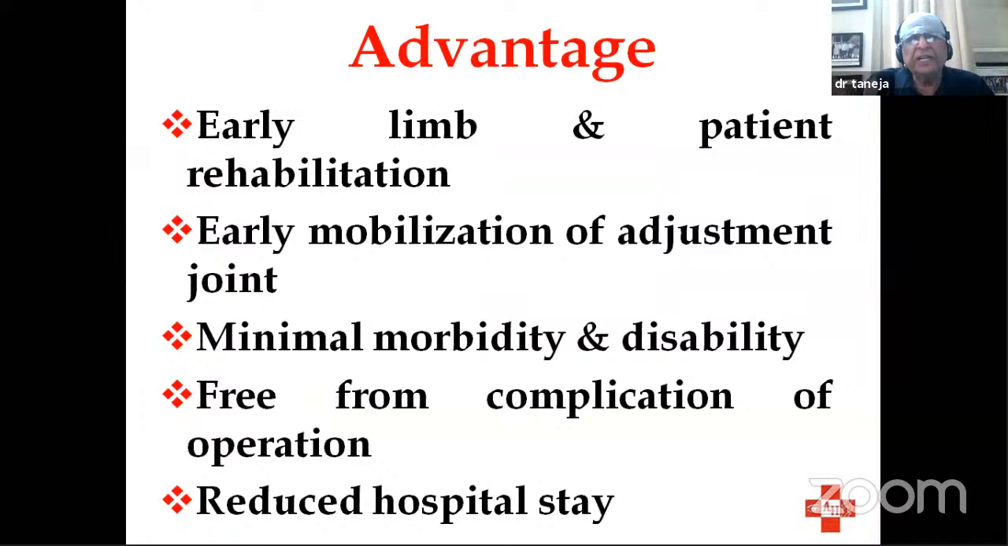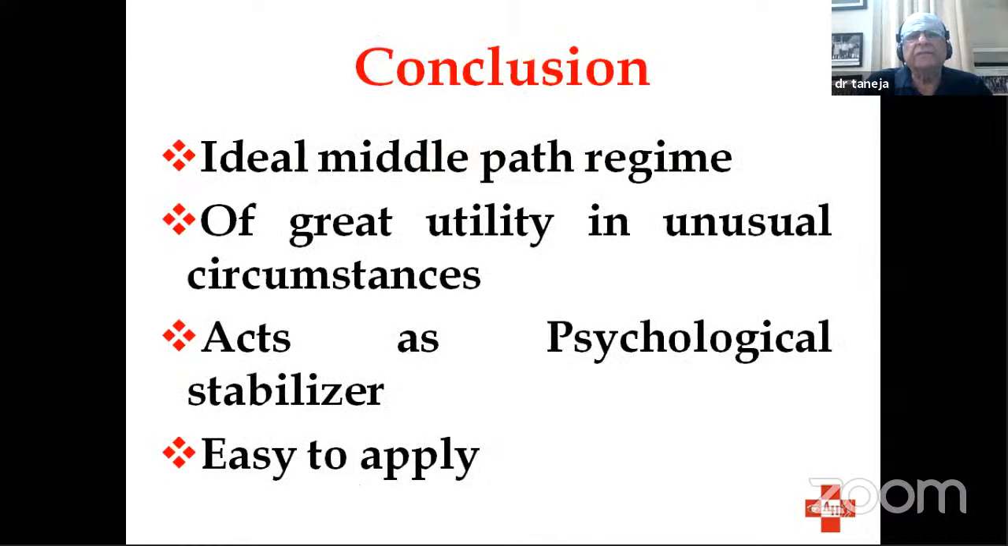Hell of a difference. So the advantages are early limb and patient rehabilitation, early mobilization of the adjacent joints, minimal morbidity and disability, freedom from complications of operation, that is infection, reduced hospital stay, and very cost effective. I call it an ideal middle path regime. It is of great utility in unusual circumstances.